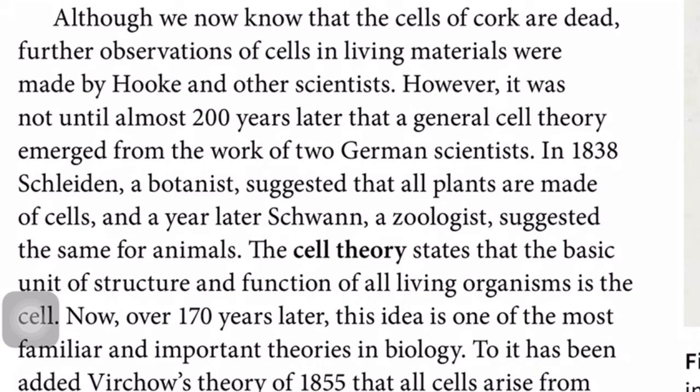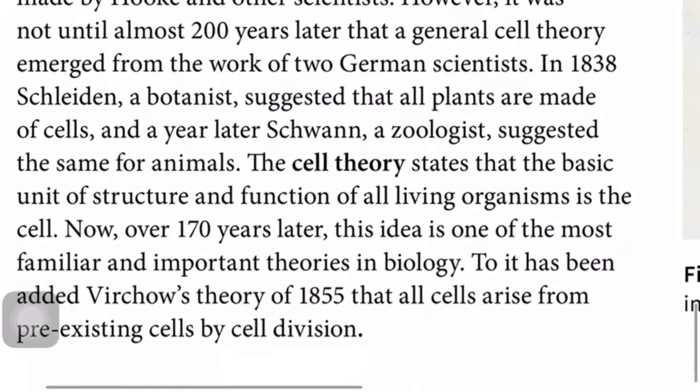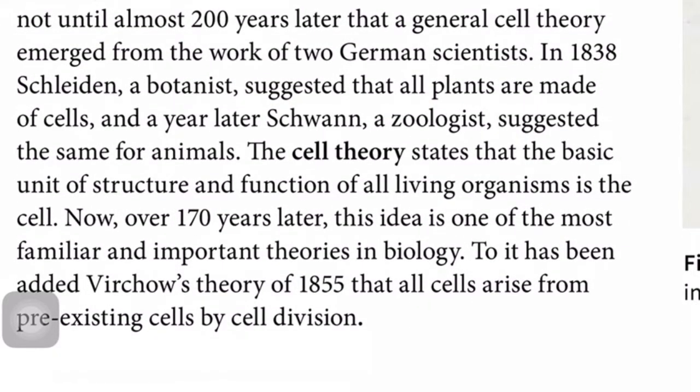However, it was not until almost 200 years later that a general cell theory emerged from the work of two German scientists. In 1838, Schleiden, a botanist, suggested that all plants are made of cells, and a year later Schwann, a zoologist, suggested the same for animals. So plants and animals are made of cells. It is the basic fundamental unit of life. It was further clarified by further research.